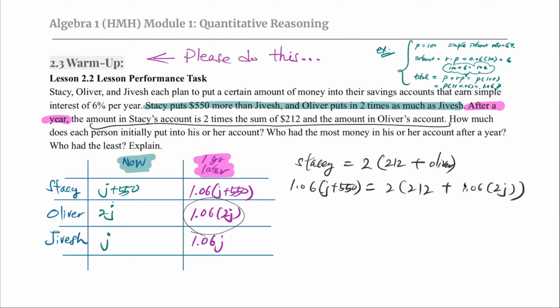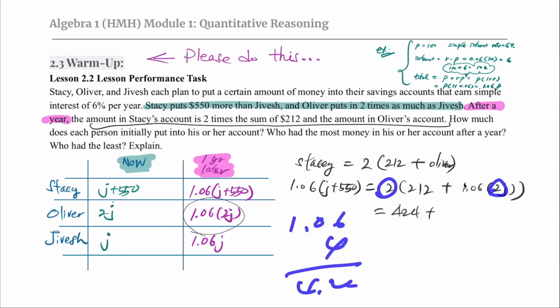And you can pause this video at any time and try to work on this on your own. If you distribute the 2, that's 2J plus 2 times 2, which is 4J, times 1.06. Isn't that 4.24?